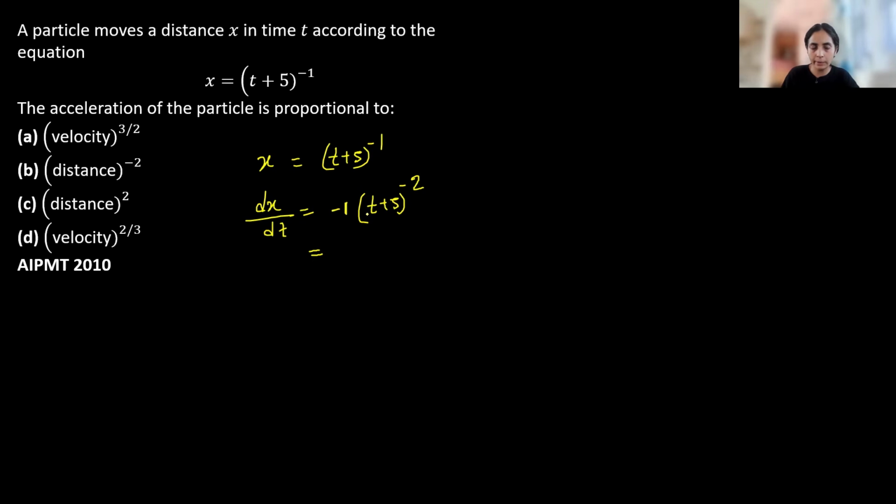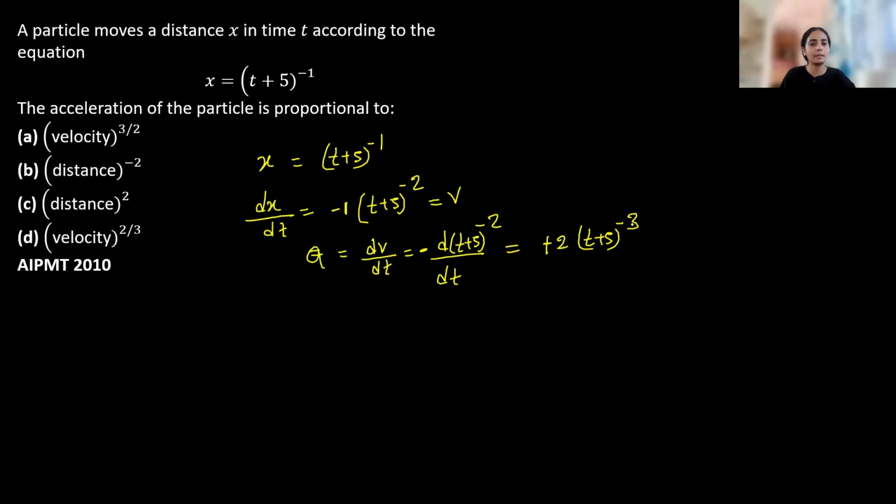Okay, so this is dx by dt, that is your velocity. Now we need to calculate acceleration. For acceleration, what will you do? dv by dt. So again this is d by dt of velocity, which is -1 times (t+5)^-2, so I am taking the minus sign outside. So this will become how much? -2 will come out, so plus 2, and then (t+5) to the power -3. Okay, so this is your acceleration.